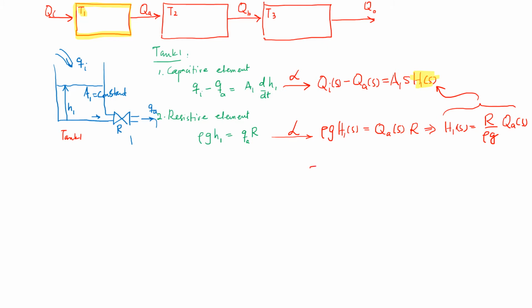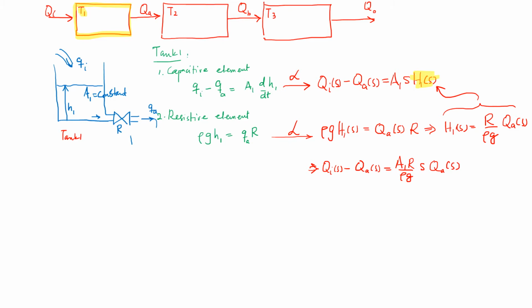This would give us the expression like this, that you have Qi of s minus Qa of s equal to A1 R over rho g, and you have s multiplied with Qa of s.